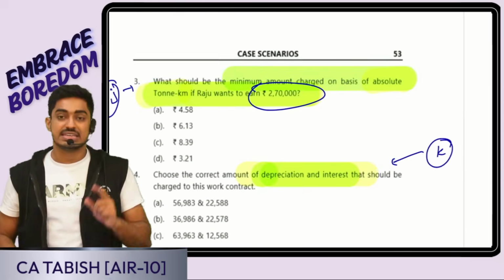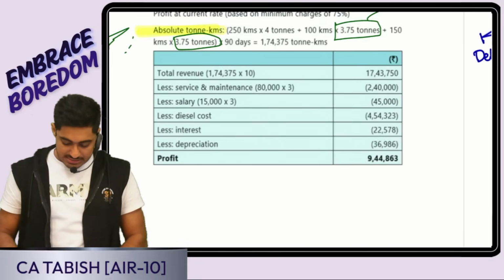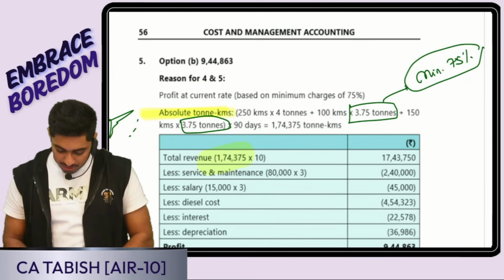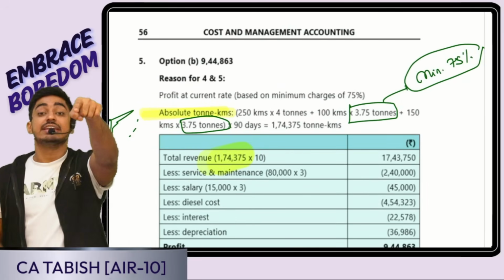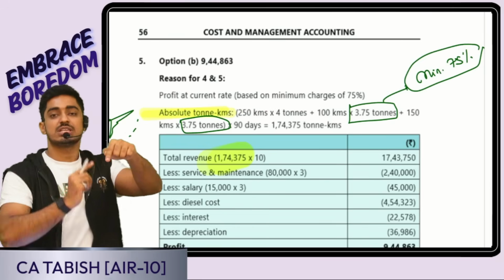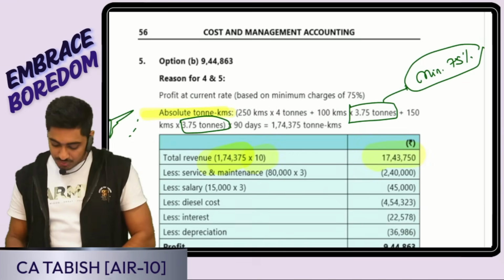Okay, boss, simple. He is charging 10 per ton kilometer. Based on that, I will get the total revenue. Yes, Raju is telling, 1,74,375 is the total ton kilometer. Absolute ton kilometer: if he is transporting more than 75%, he will take that. Otherwise, he will take 75%. So accordingly, this is going to be his revenue.